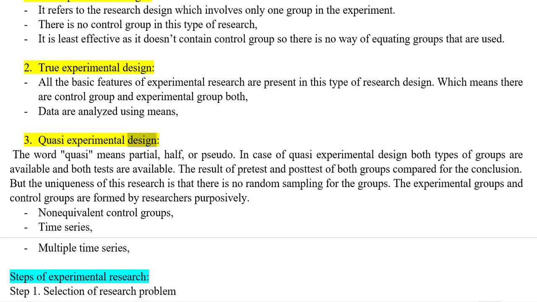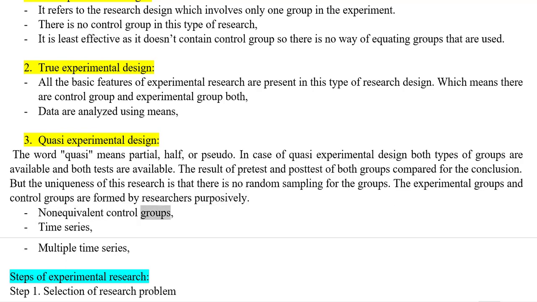Quasi-experimental design. The word quasi means partial, half, or pseudo. In case of quasi-experimental design, both types of groups are available, and both tests are available. The result of pre-test and post-test of both groups compared for the conclusion. But the uniqueness of this research is that there is no random sampling for the groups. The experimental groups and control groups are formed by researchers purposively.